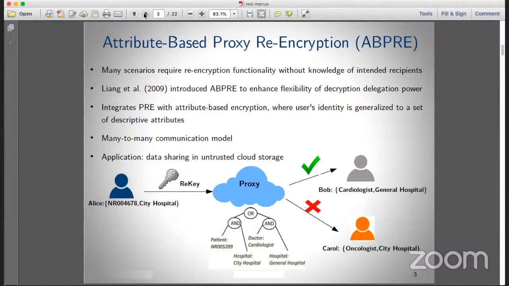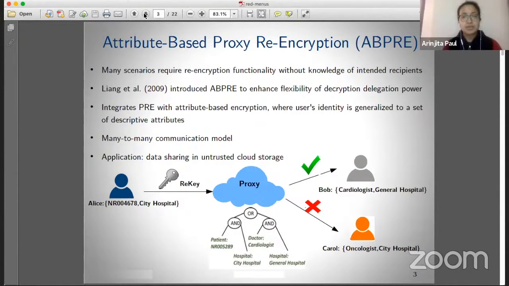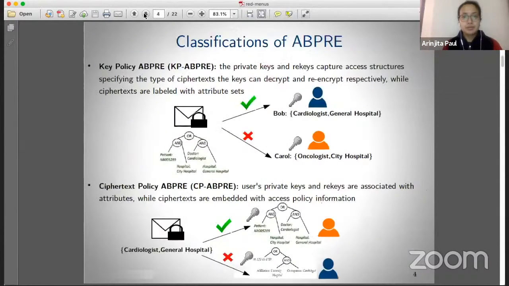So to the rescue, Liang et al. introduced the notion of attribute-based proxy re-encryption to enable fine-grained delegation of decryption rights, which enables a many-to-many communication model. And such a primitive is very much applicable to data sharing in untrusted cloud storage applications. So here you can see an application of ABPRE. In the context of attribute-based encryption, ABPRE is classified into key policy ABPRE and ciphertext policy ABPRE.